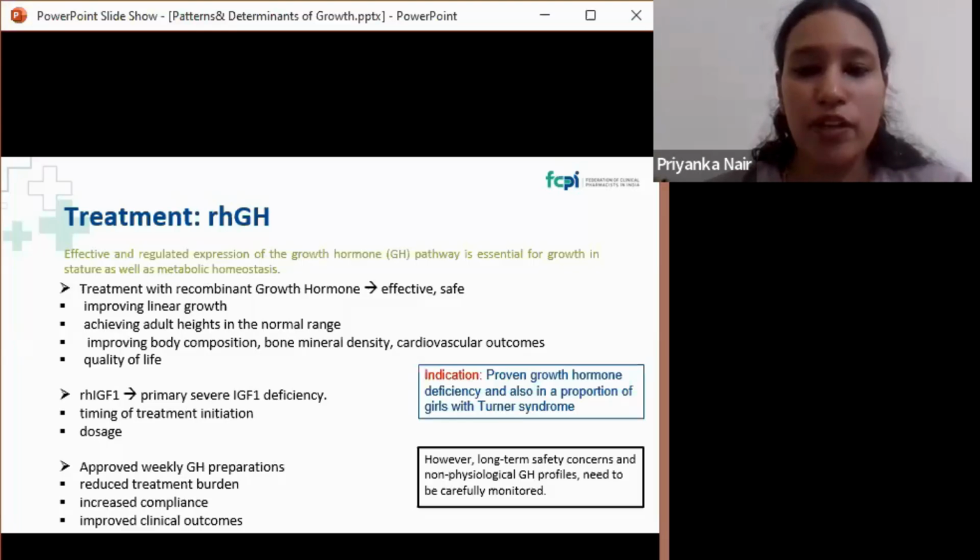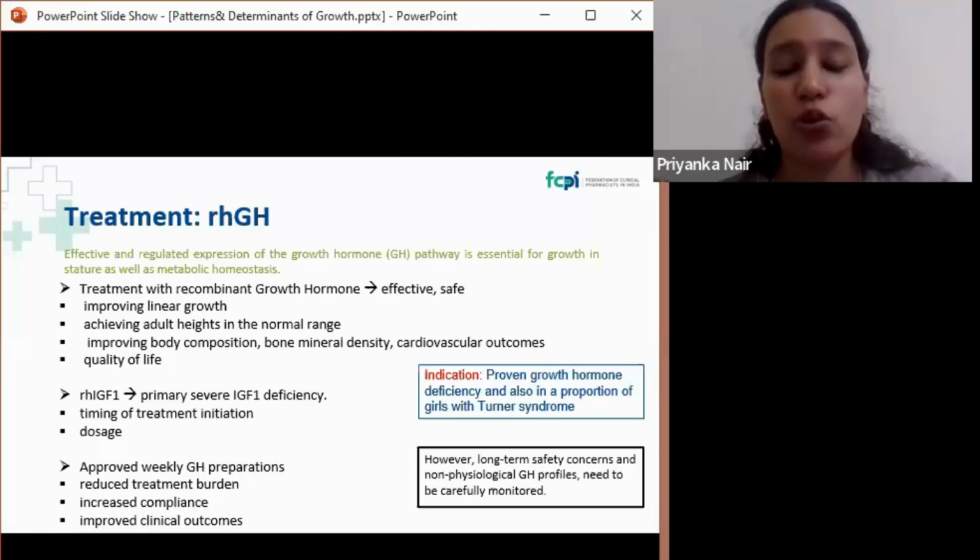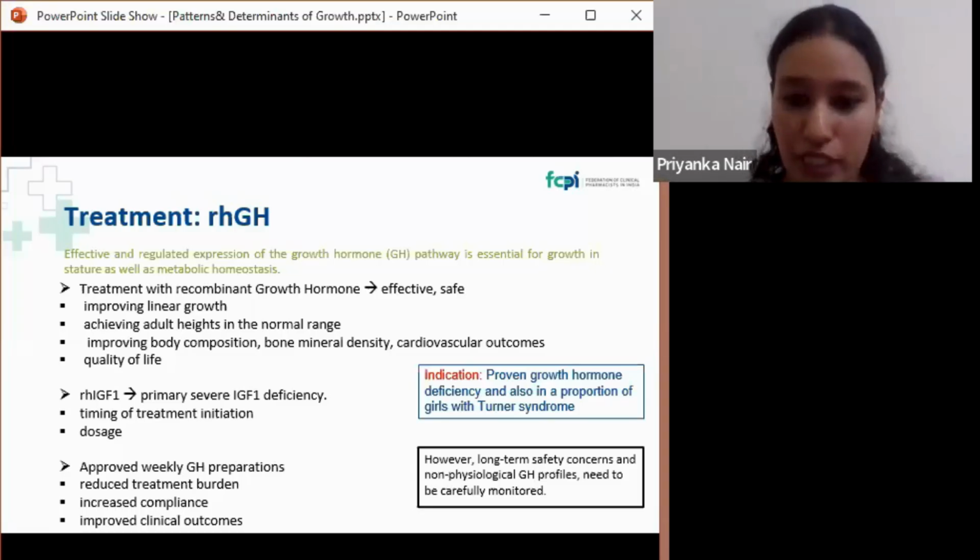And there is one, RHIGF1, which is the growth factor used for primary severe IGF1 deficiency. And in this, the timing of treatment initiation and dosage is very, very important.